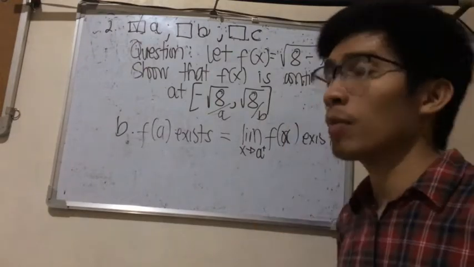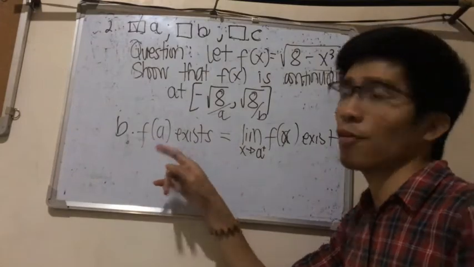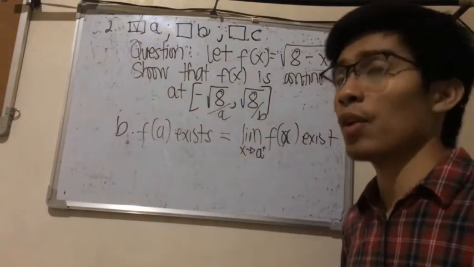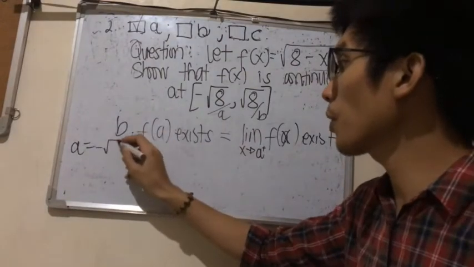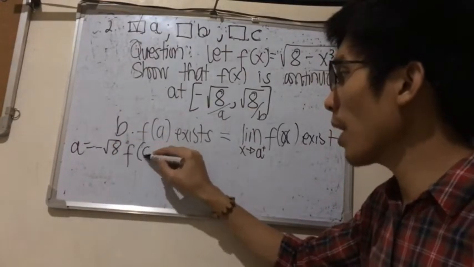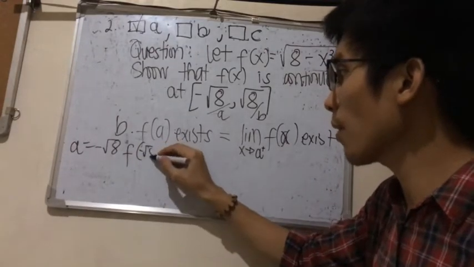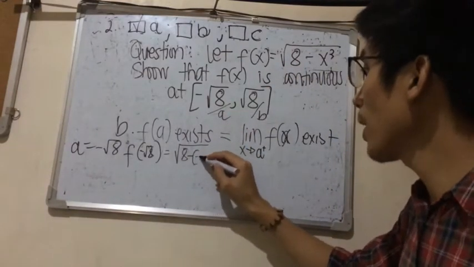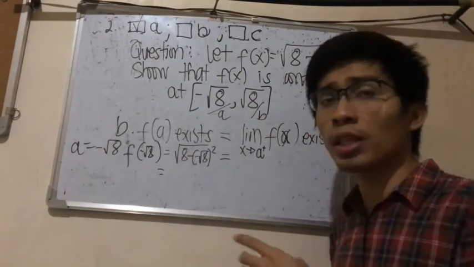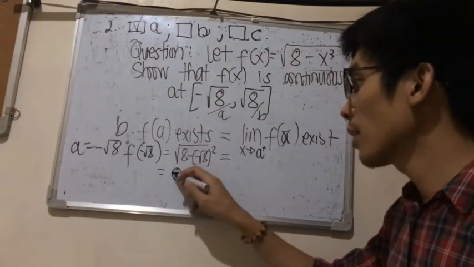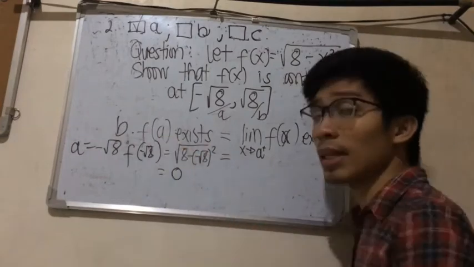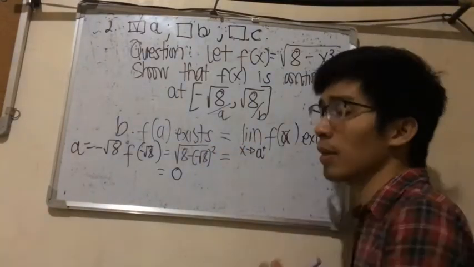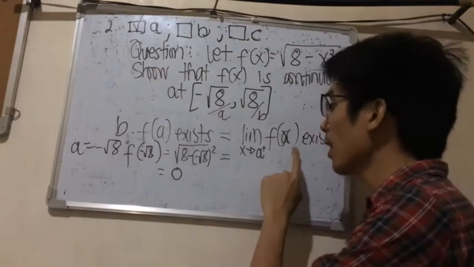Let's try if in this problem condition B works. Take note that I am here to prove f of A, and my A here is the least value of the interval, and that is negative square root of 8. I have to test if it works. Again, A here is negative square root of 8. F of A, from the function, is square root of 8 minus negative square root of 8. And I believe we're already done doing this one in condition A. And the result here is 0. Question, does f of A exist? Yes, it exists at 0. Meaning, we have a right to proceed to the limit to see if it works.